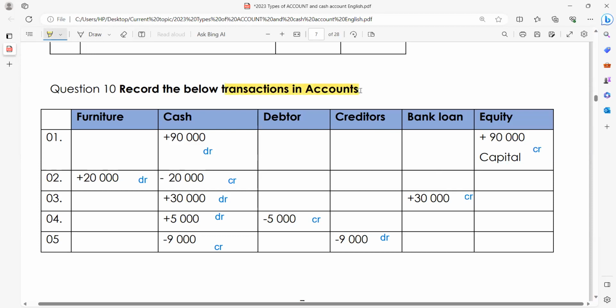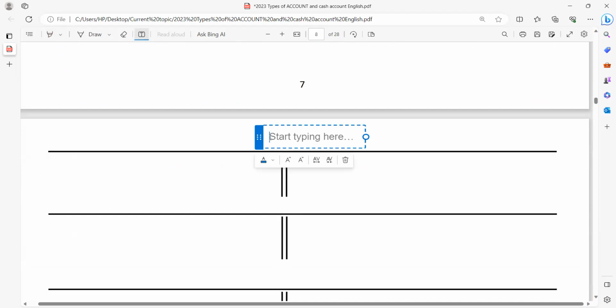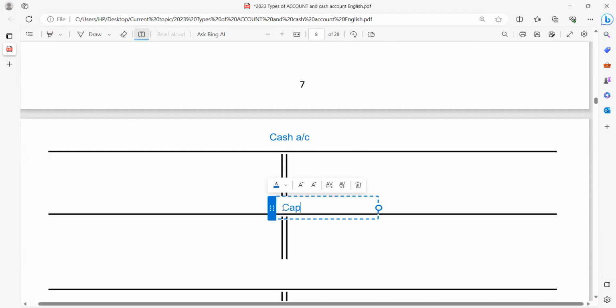So when you come to accounts, first one, you need cash account and capital account. So in the ledger, we open two accounts. Cash account we can write in this short form, and capital account.